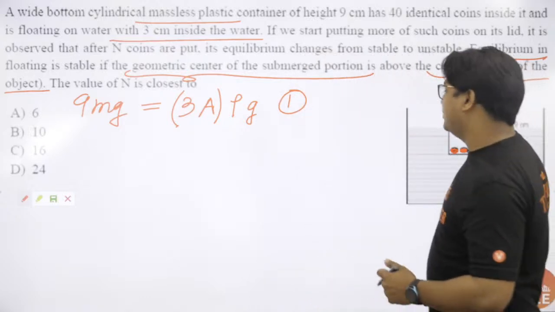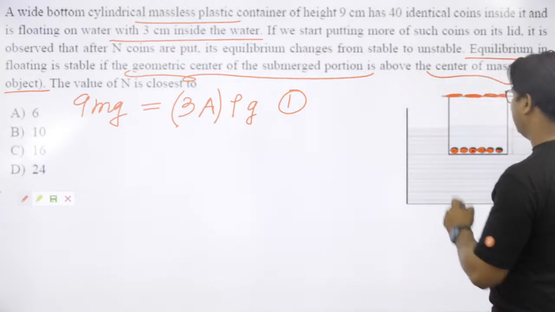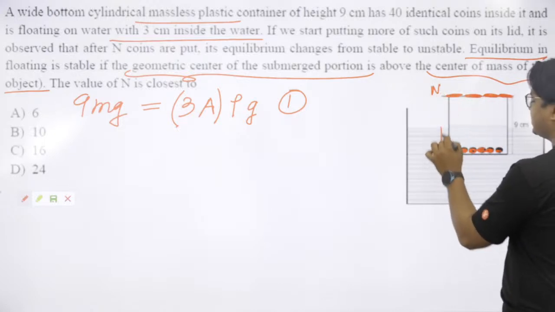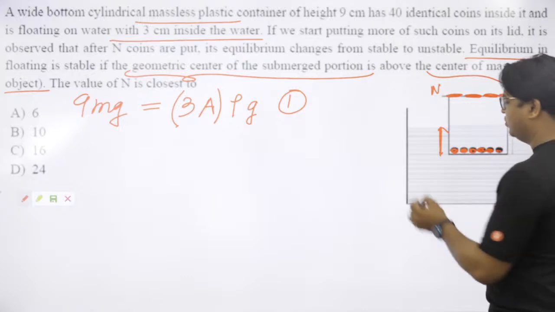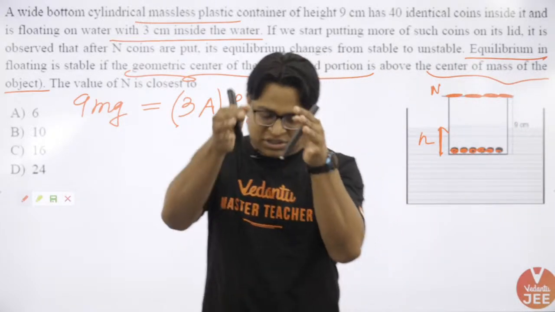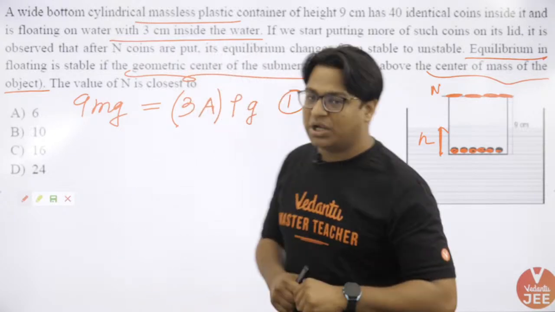Okay, so let's draw the final figure. In the final figure, we can expect some n coins here, and this height to be unknown to us. Let's call it h, because I'm expecting that when I put more coins, the container will go further down in the liquid.